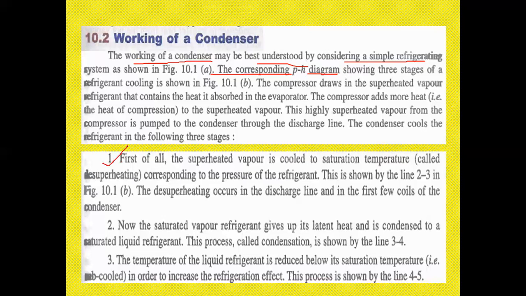The first stage is that the superheated vapor is cooled to the saturation temperature corresponding to the pressure of the refrigerant. This is shown on line 2-3 in the figure. The desuperheating occurs in the discharge line and in the first few coils of the condenser. So how is it done? See here.